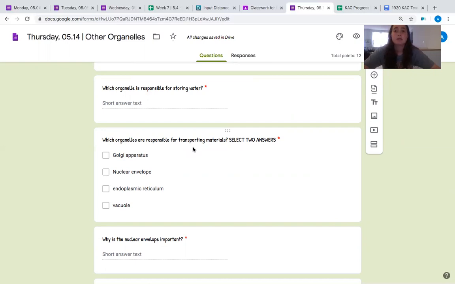If you need more time to look at the text, you can pause me. But you should have said the Golgi apparatus and the endoplasmic reticulum. Those are the two that are responsible for transporting materials. The Golgi apparatus does more than that. So does the endoplasmic reticulum. But overall, they both take part in transporting molecules.